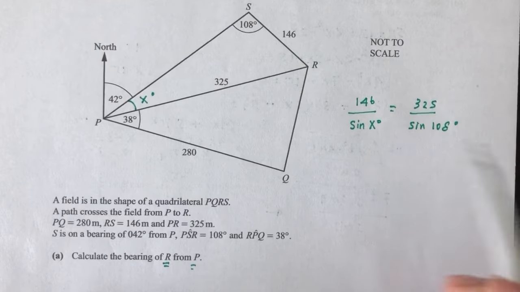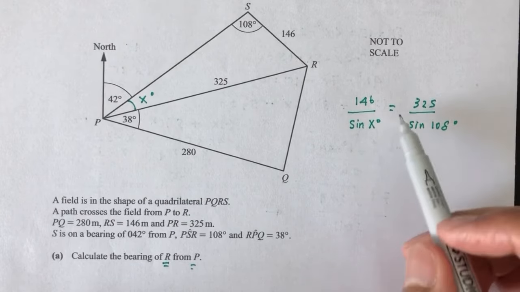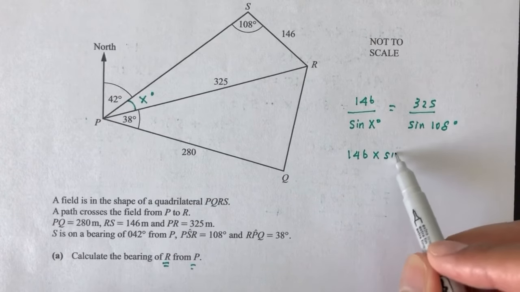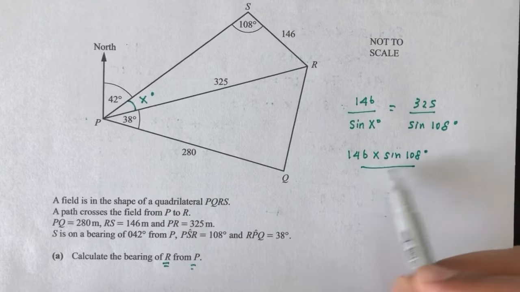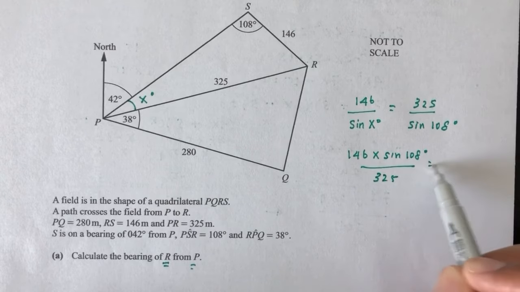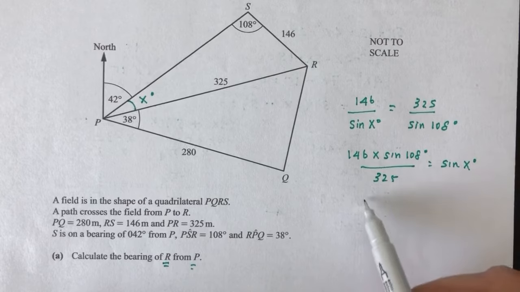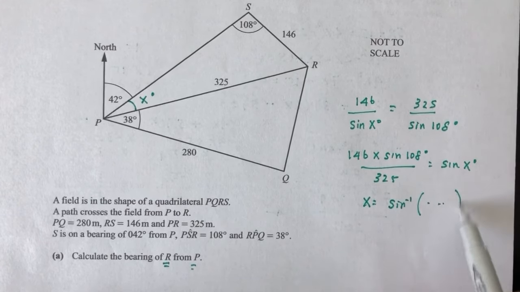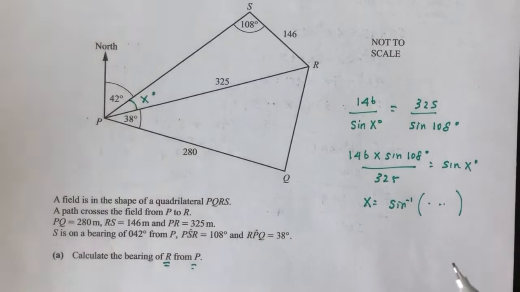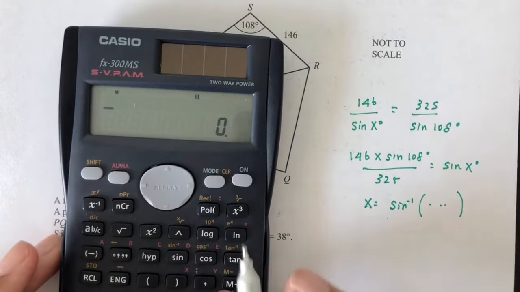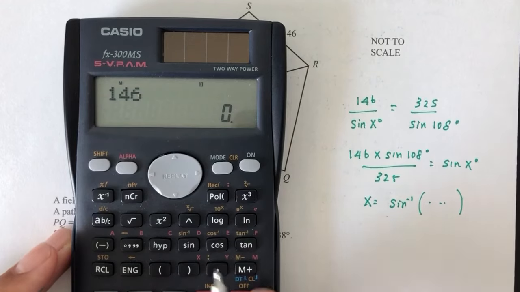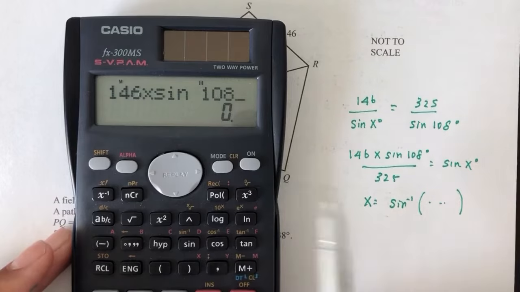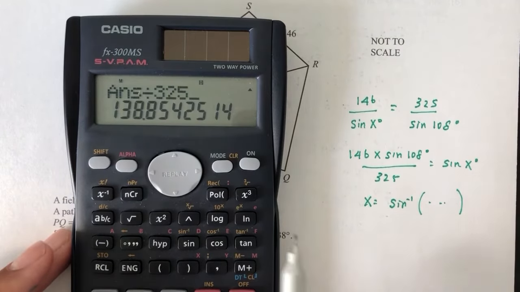So now you just have to find the value of x. How do you do that? You have to cross multiply. You have 146 times sine 108 divided by 325 equal to sine x. So x will be sine inverse of this thing, right? Let's find the value of this thing. We can use a calculator. So 146 times sine of 108, make sure that it is in degrees, and then divide by 325.